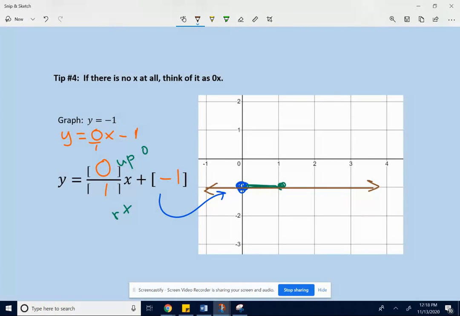Okay, so if there's no x, think of it as 0x. Make that 0 into a fraction by putting a 1 underneath it. Okay, so you're going to start with -1 on the y-axis, and then you're going to go up 0 over 1. Okay, and again, we'll do this later, but anytime you have y equals a number, it's always going to be a horizontal line. Okay, let me know if you have questions.